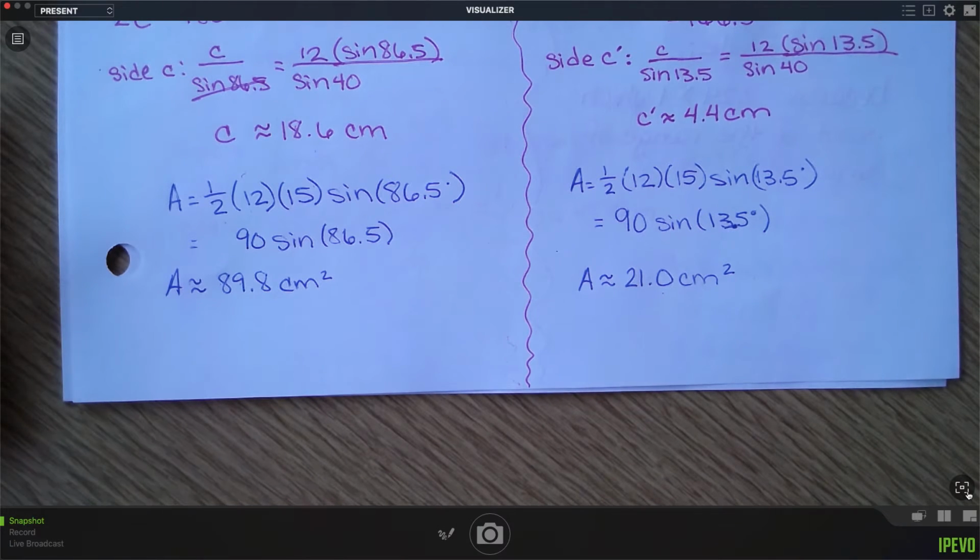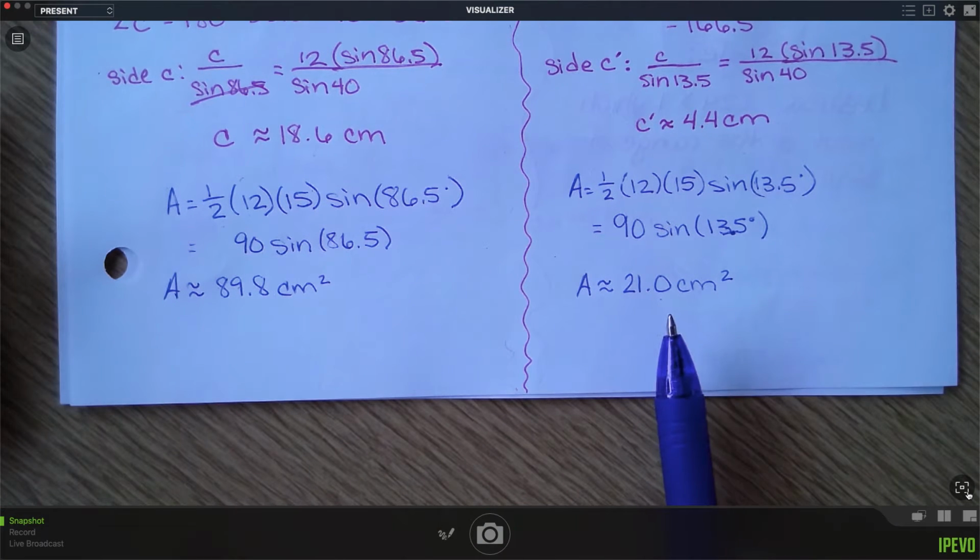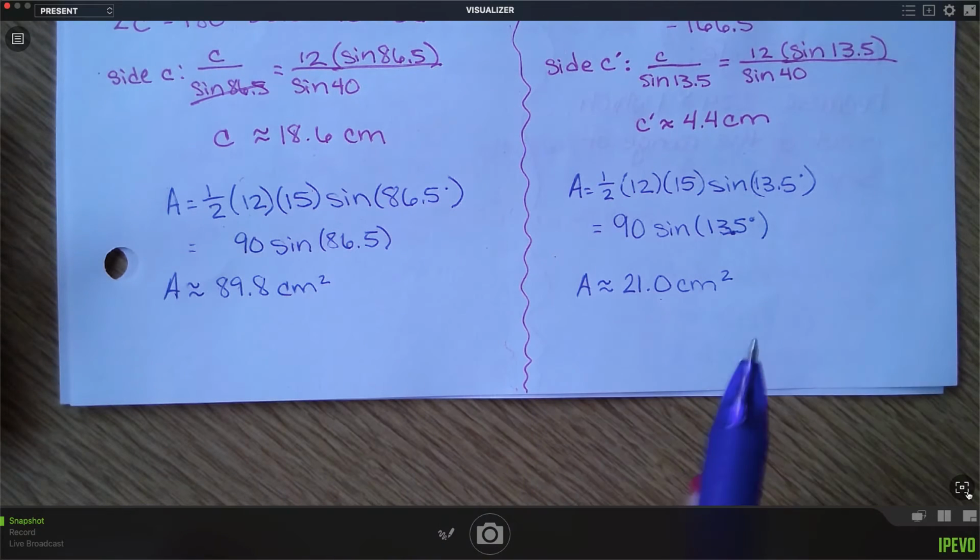Why would these two things have different areas? Yeah, one's more smushed than the other one, right? Which one's more smushed? That one, isn't it? Okay. So if you come out with the same area, did you do something wrong? Yes, they could come out close, but not the same.